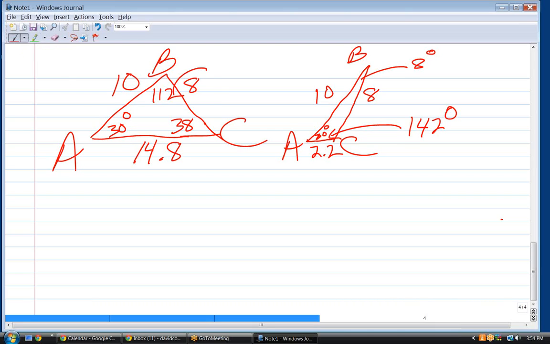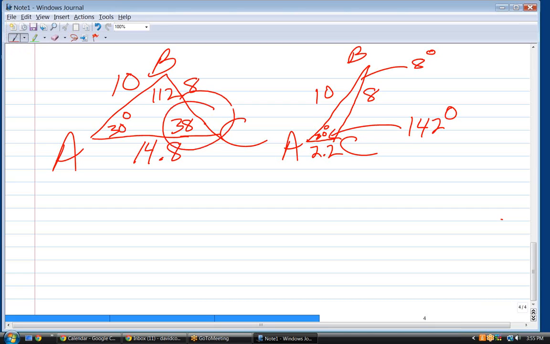Also, this side here has to be smaller than that side there. So there's some things you can look for, potential ambiguity. But the easiest way to really do it is to just go ahead and apply the law of sines and calculate that first angle and calculate its supplementary angle also.